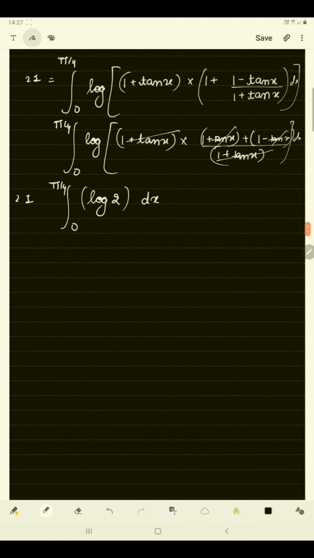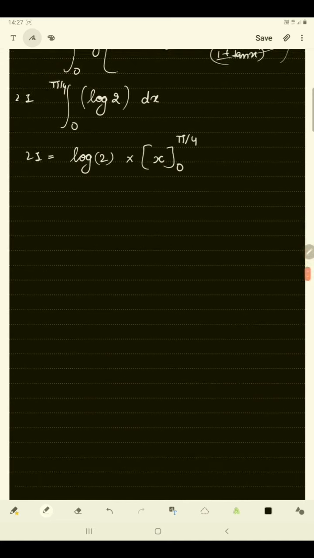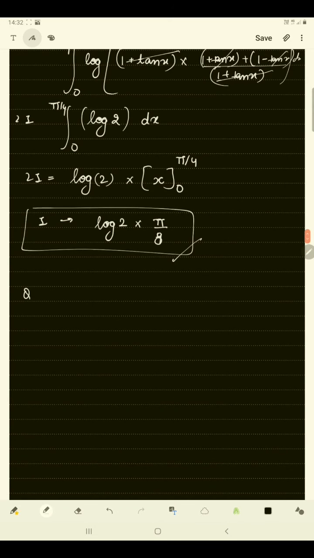Now log 2 is a constant, so we can just take it out of the integration sign. We get log 2 and dx over here with limits of 0 to pi by 4. So 2I is equal to this. Now putting in the limits we have log 2 multiplied by pi by 4 is equal to 2I. So we can just divide this by 2 and we get pi by 8 log 2 over here. So this is our final answer. Moving on to the next question.